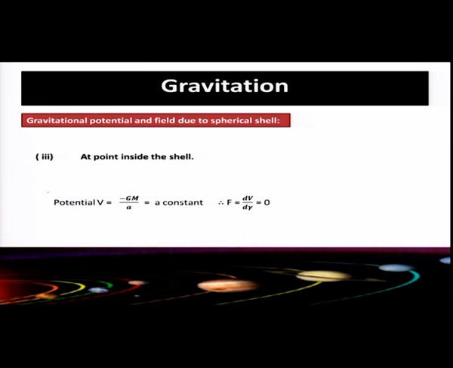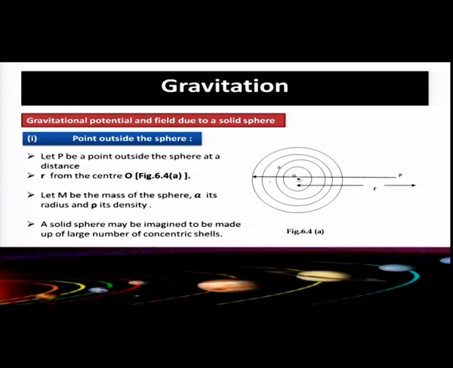At a point inside the shell, the potential is a constant. Therefore, F is equal to dV by dr, which is equal to 0. Let us now discuss the gravitational potential and the field due to a solid sphere.